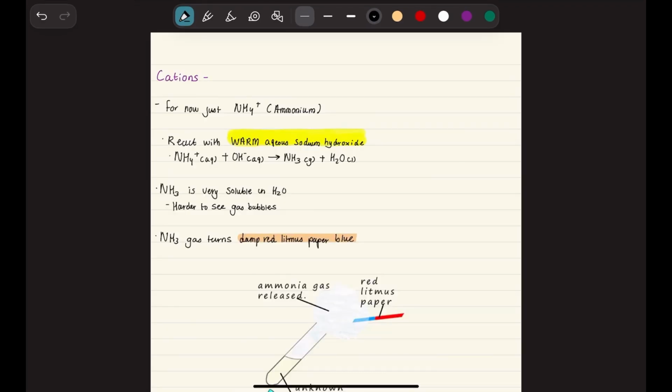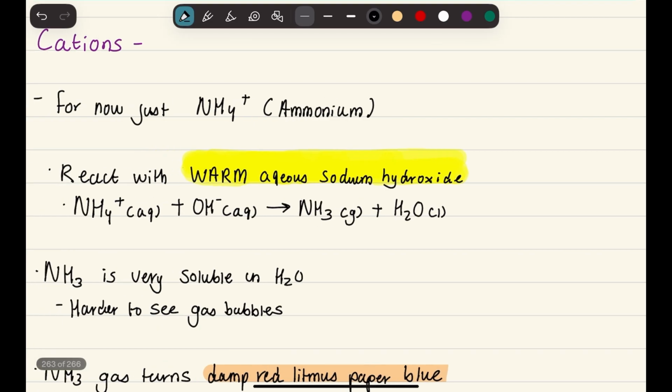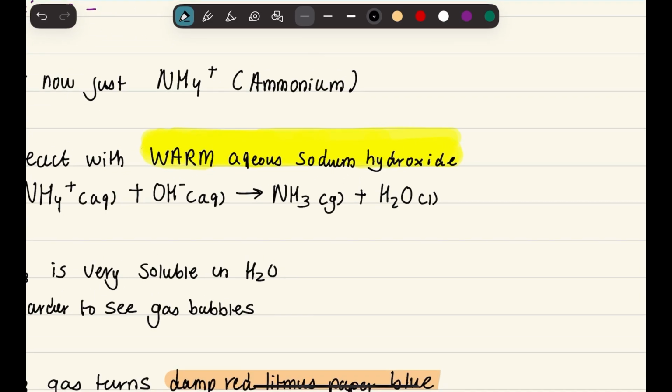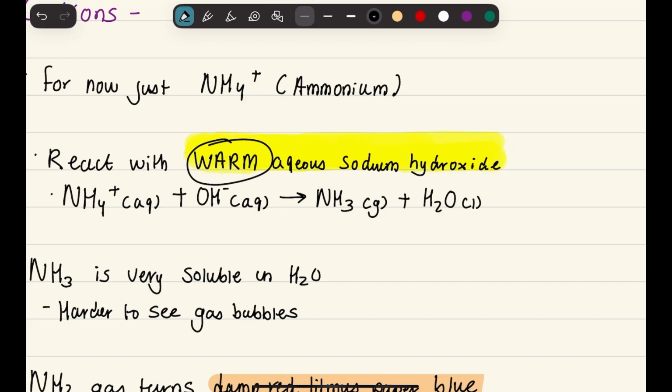Okay, this one shouldn't take too long, but for cations, right now in module 3, the only thing we're worried about is ammonium, NH4+. Now, a very important distinction that a lot of people forget: you are reacting it with warm aqueous sodium hydroxide. When you react your ammonium ions with your hydroxide ions, you form ammonia gas, and you also form water.